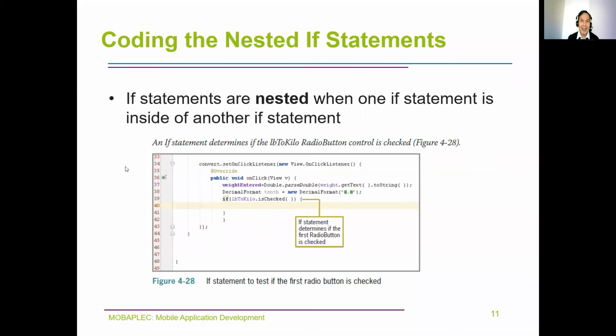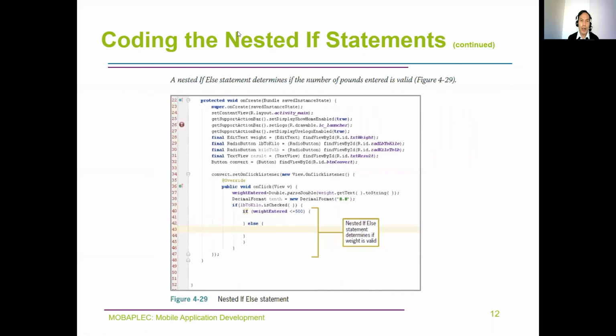Here an if statement determines, for example, if the pound to kilo radio button control is checked. As you can see in figure 4-28, the if statement tests if the first radio button is checked, for example, if label to kilo is checked. If it's checked, what comes next? You can insert another if, a multiple if, but as much as possible, inside the begin and end statement block.